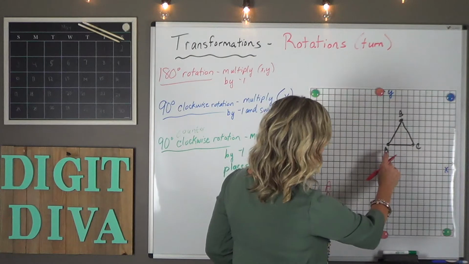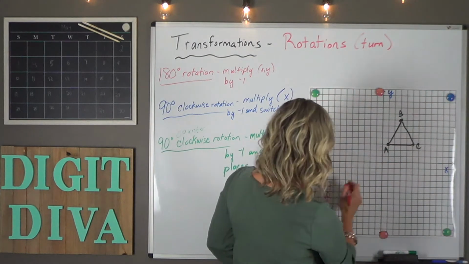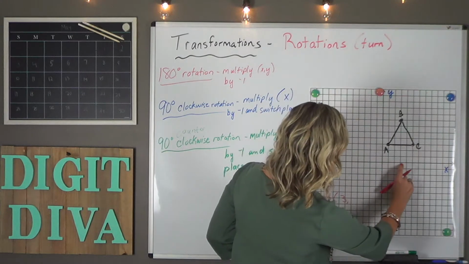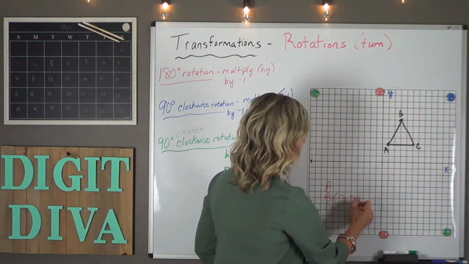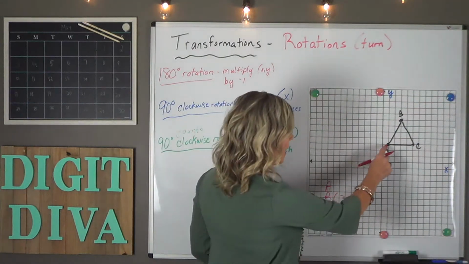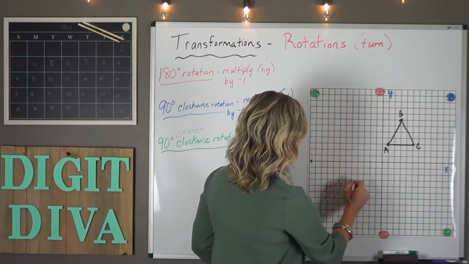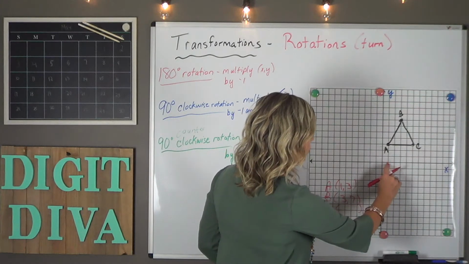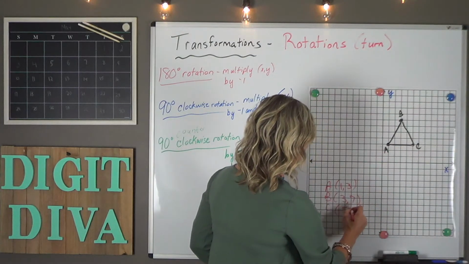So we've got B at the top, and it's located at 3 units to the right and 7 units up. A only went 1 unit to the right and 3 units up. And C is at 5 and 3.